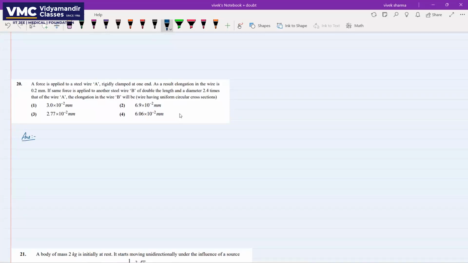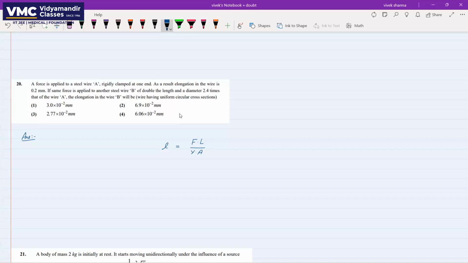इसमें कह रहा है force is applied on a steel wire rigidly clamped at one end, resultant elongation. So elasticity में हमने पढ़ा है elongation in the wire small l that is equal to F into capital L divided by Y into A. Young's modulus वाले formula से I can write like this.